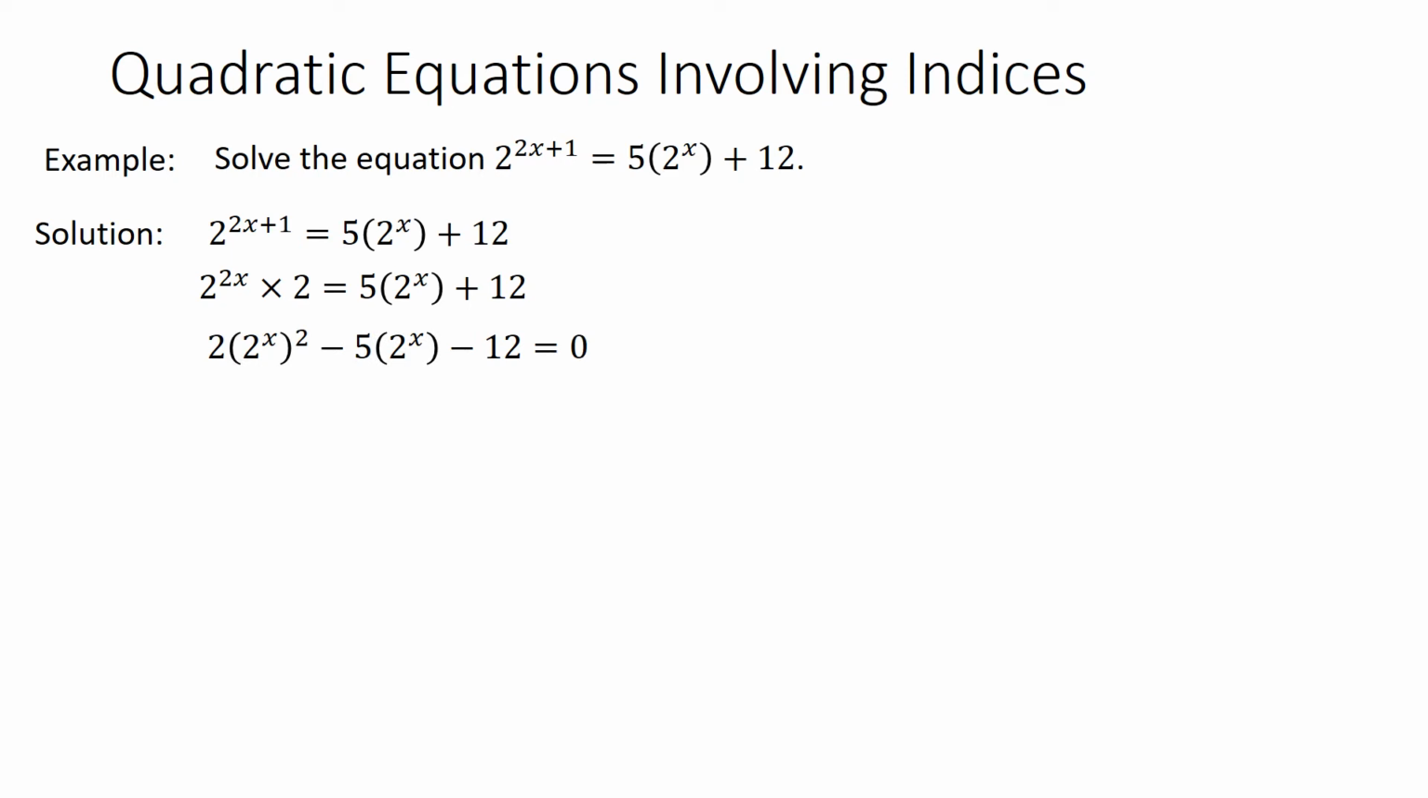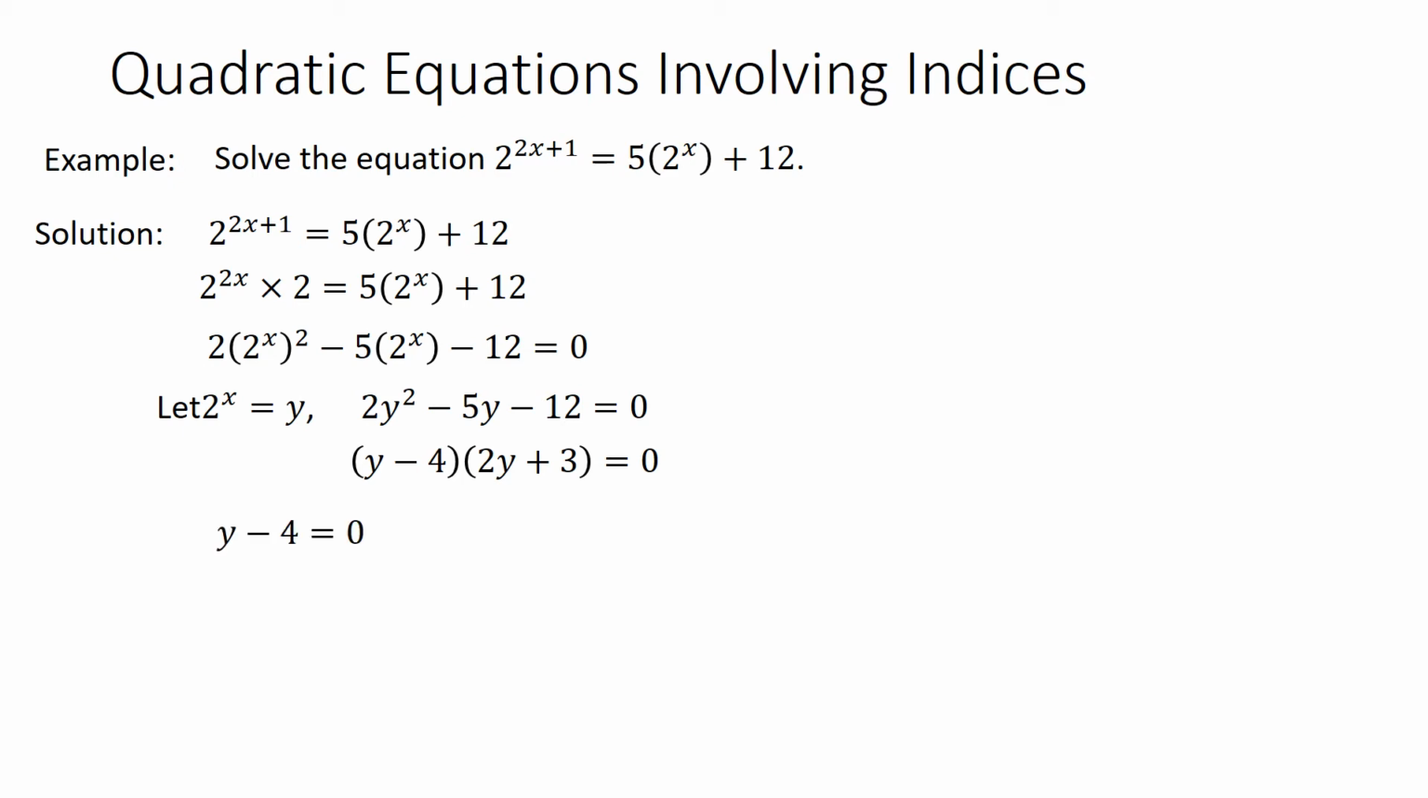And rewrite the equation, for 2 to the power 2x, we can write it becomes 2 to the power x squared. We can bring the 5 times 2 to the power x to the left, and plus 12 to the left becomes minus 12. Then we can substitute 2 to the power x equals y. The equation becomes 2y squared minus 5y minus 12 equal to 0. We solve this quadratic equation, which will become y minus 4 times 2y plus 3 equal to 0. y minus 4 equal to 0, or 2y plus 3 equal to 0, y equal to 4, or y equals negative 3 over 2.